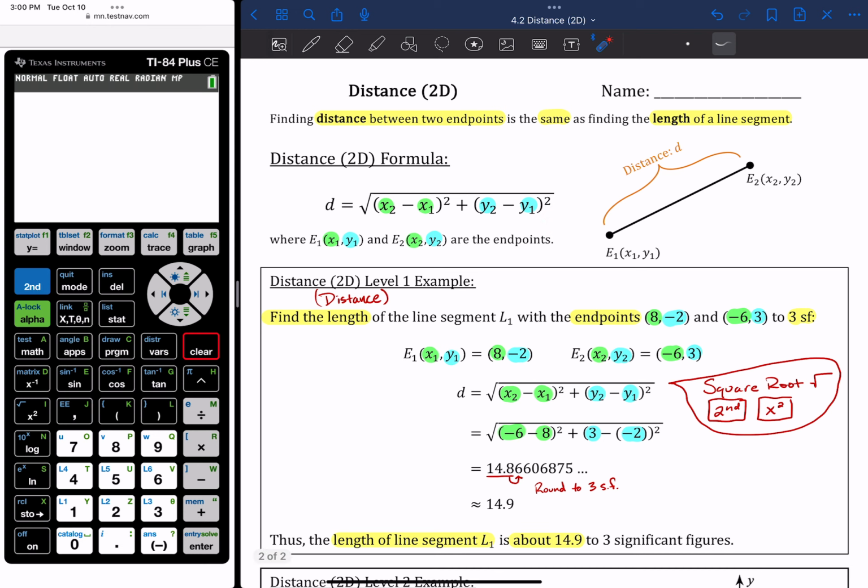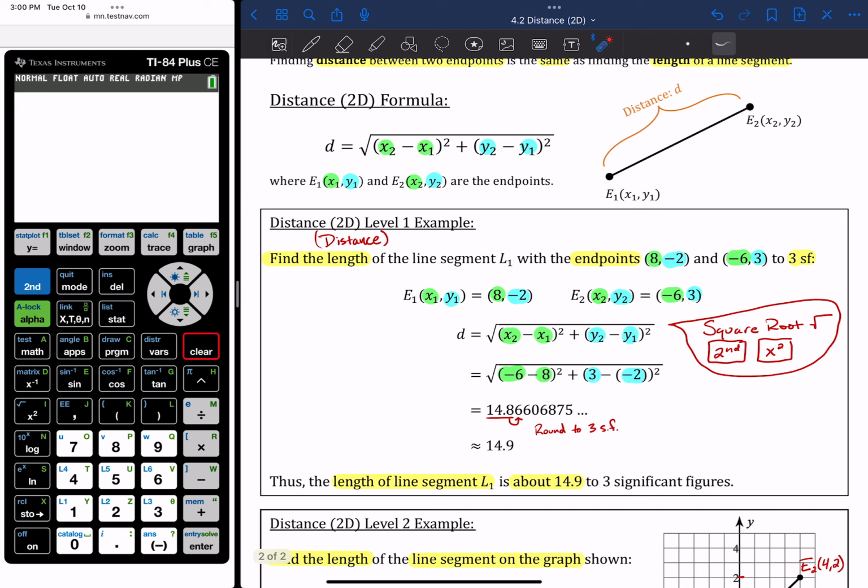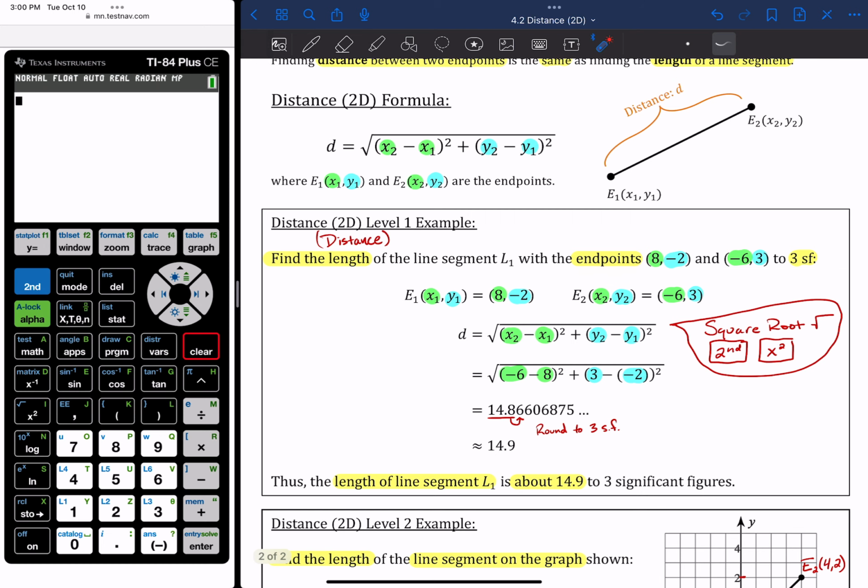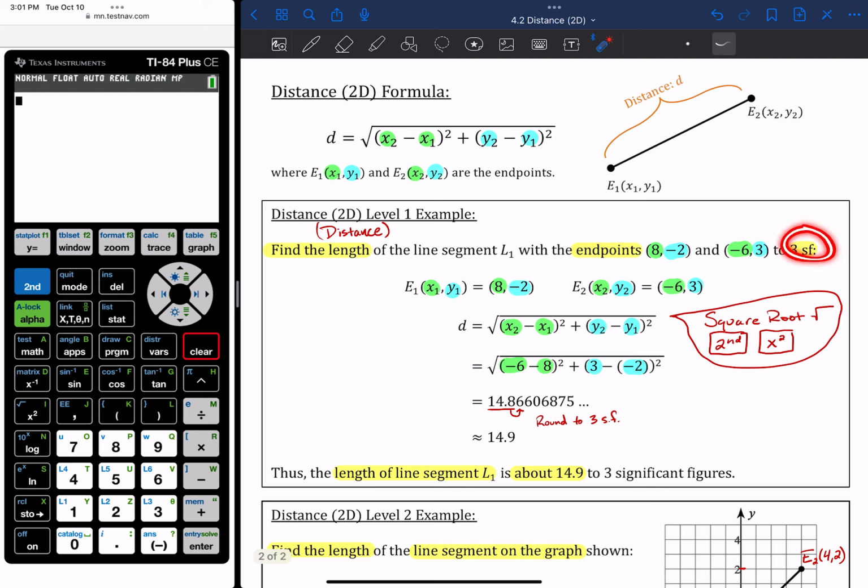We can see this formula in use when we look at this problem. We need to find the length of the line segment L1, or the distance of the endpoints 8, -2, and the other endpoint, -6, 3. We need to round to three significant figures. This is very common with distance or length questions.